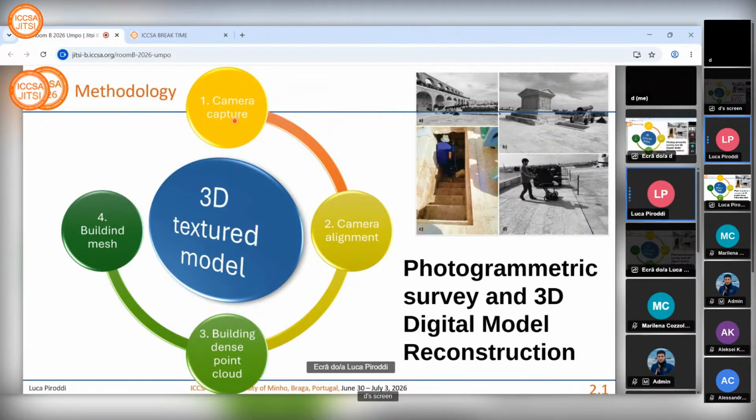The workflow for photogrammetric reconstruction is quite well known: from camera capture, alignment, dense point cloud, mesh, and textured mesh, which is very important both for documenting the site as historical documentation, but also in terms of diagnostics, because, for example, it helped us to recognize fractures in stones and other elements of attention for the management of the site.